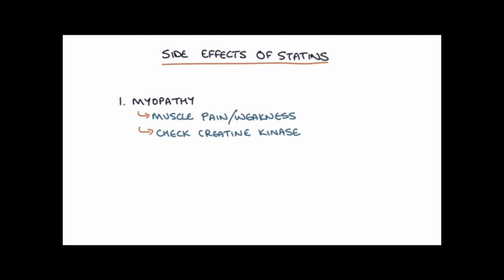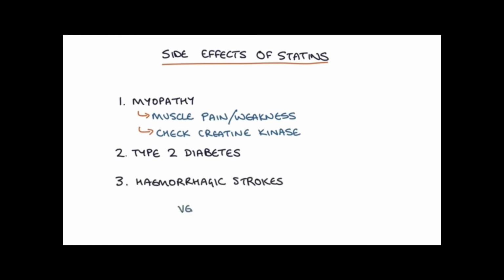creatine kinase, which is a breakdown product from muscles, and this will tell you whether they're suffering with myopathy or not. The second is it can rarely cause type 2 diabetes or worse glucose control. And the third thing is very, very rarely statins have been linked with hemorrhagic strokes. But usually the benefits of statins far outweigh the risks, and the newer statins, such as atorvastatin, are usually very well tolerated and have little side effects.